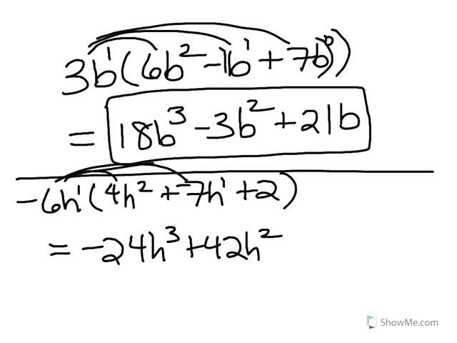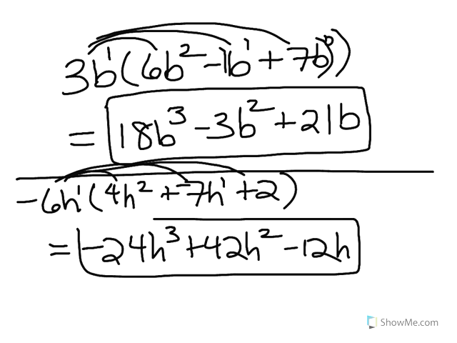Finally, negative 6h times 2. Well, negative 6 times 2 is negative 12. And then h to the first times the invisible h to the 0 is h to the first, or just h. So that's the process of multiplying monomials by polynomials. That's as far as we'll take it in this section.